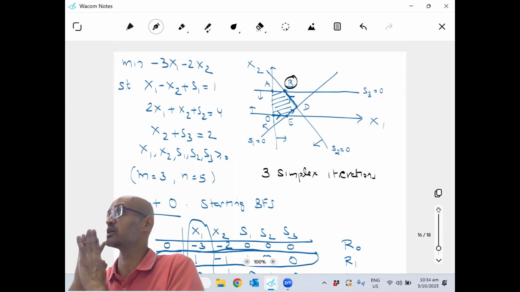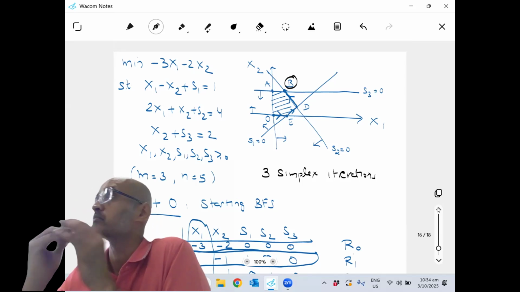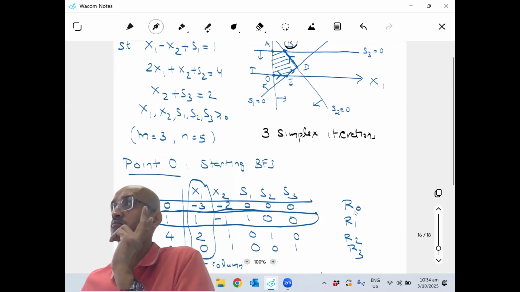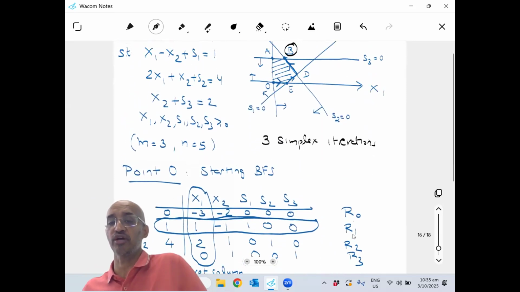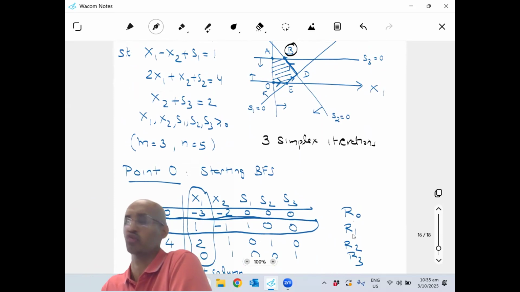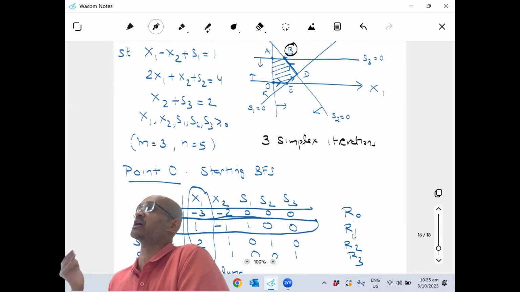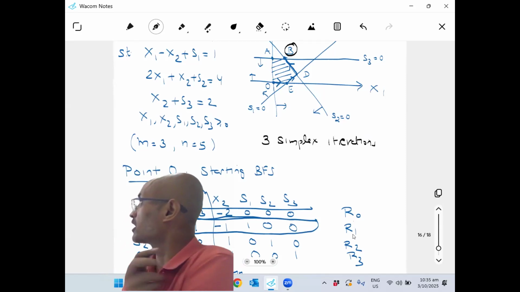Any questions with the algorithmic steps that we followed? Was there anything which was unclear in the steps? Okay, so let me ask you a question. Suppose at the starting tableau, I had minus 3 and minus 2. I chose minus 3, x1, to enter. Suppose instead I had chosen x2 to enter my basis. How do you think I would have moved on this simplex method?